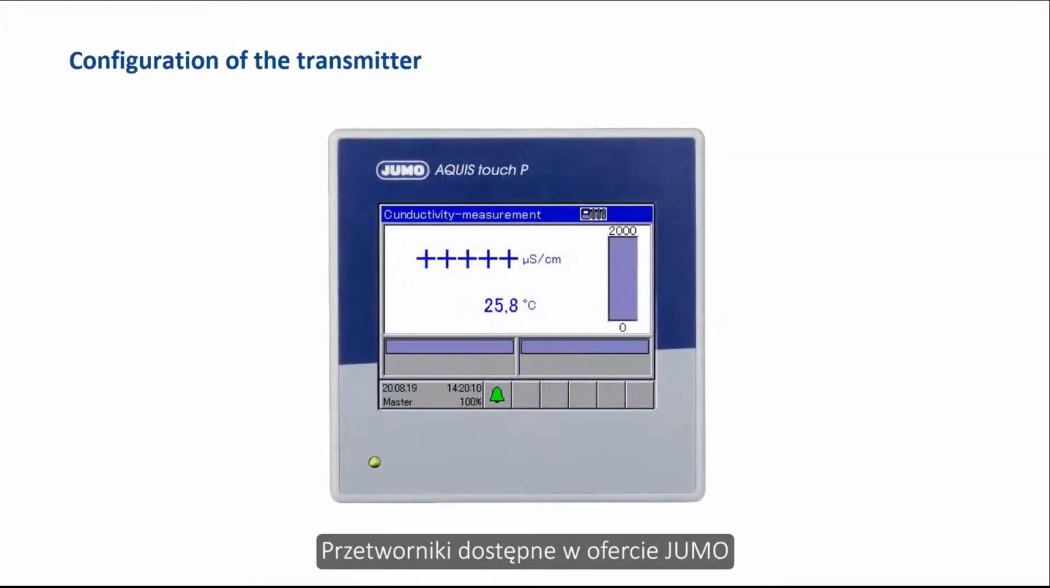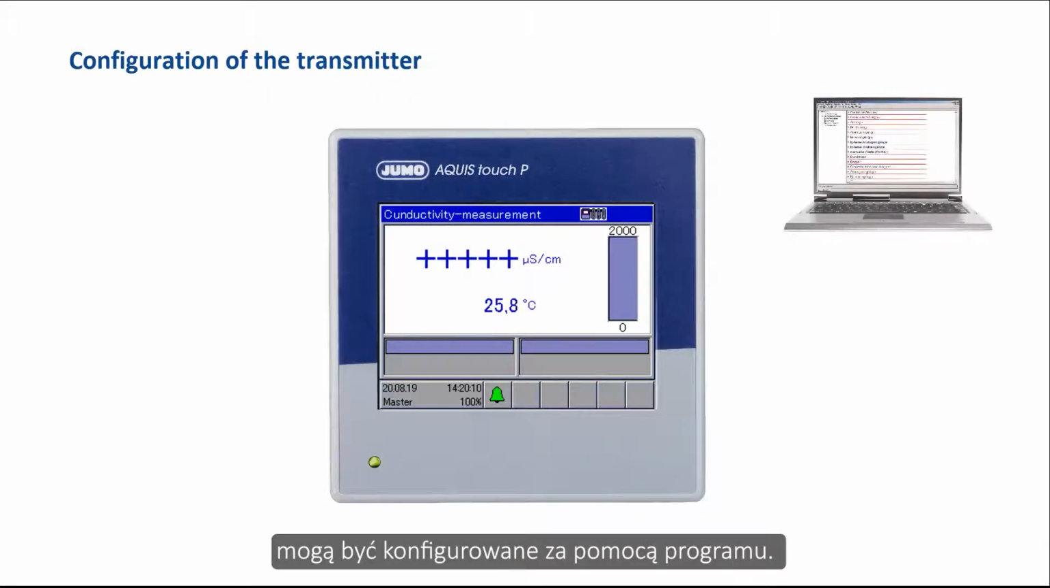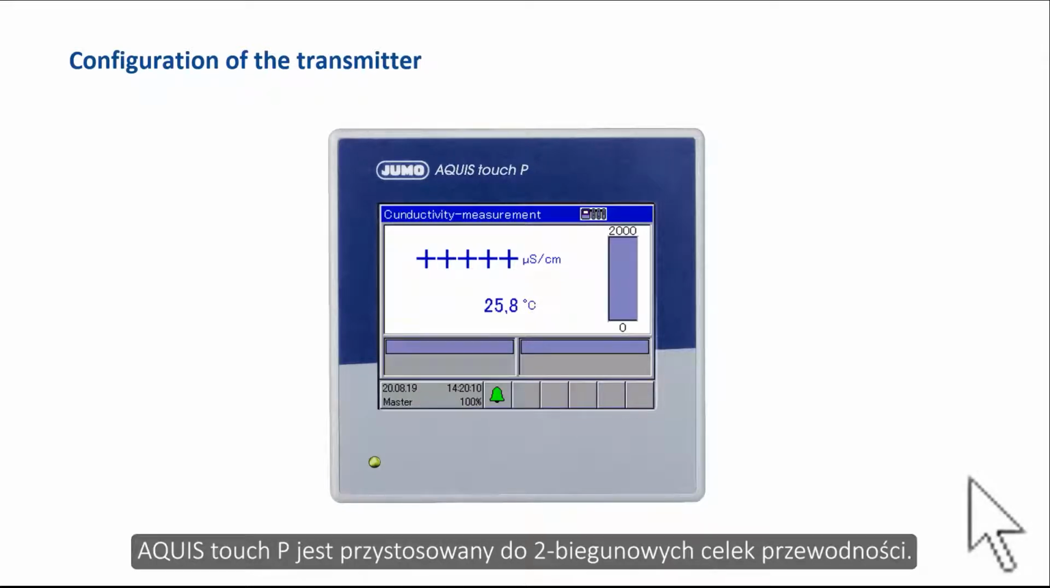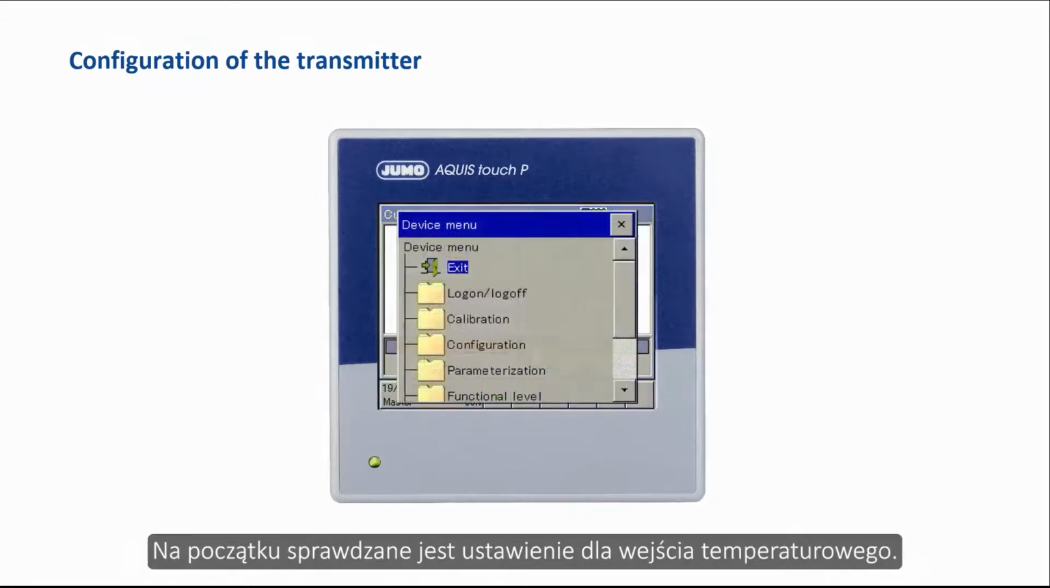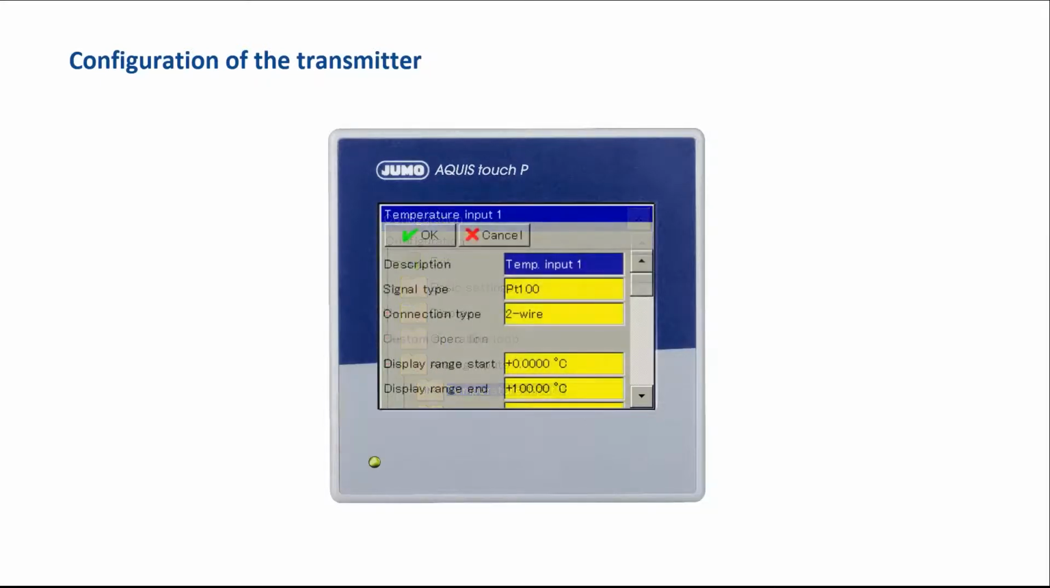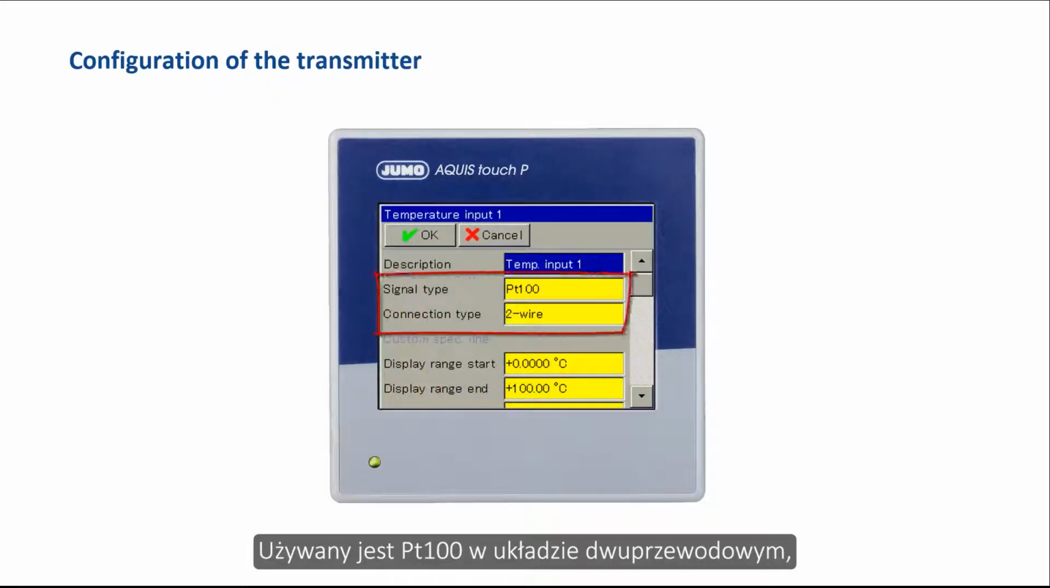The transmitters available from JUMO can be configured via a program. In the following example, however, the configuration is carried out via the front of the device. The Aquis Touch P is adapted to the two-pole conductive measuring cell. At the beginning, the setting for the temperature input is checked. A PD100 and 2-wire circuit is used. This corresponds to the existing settings.